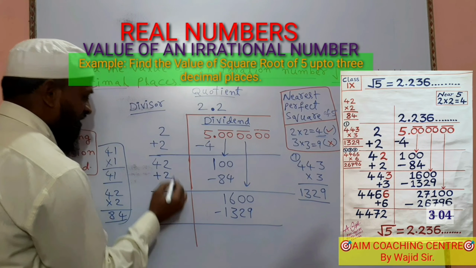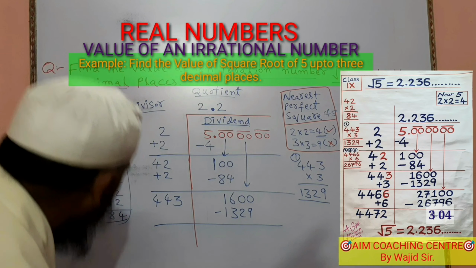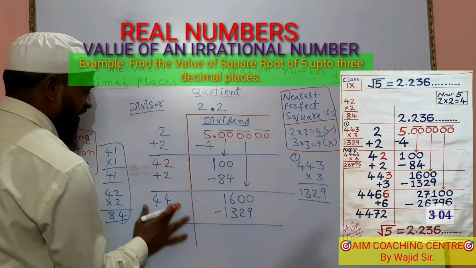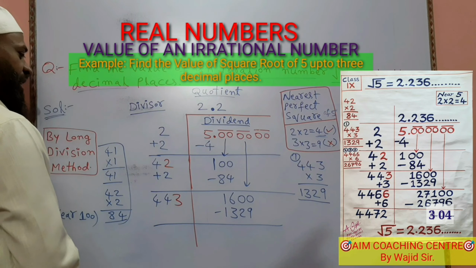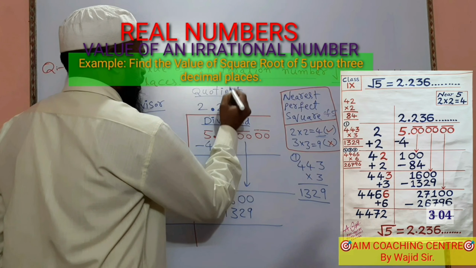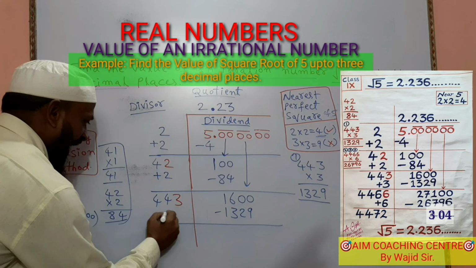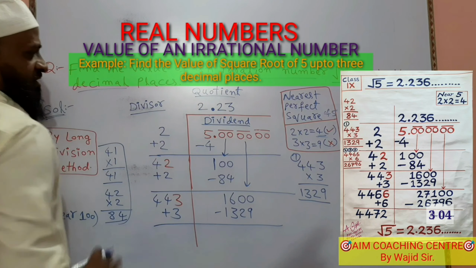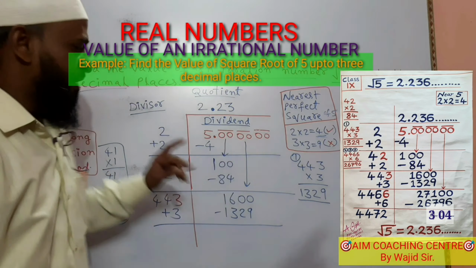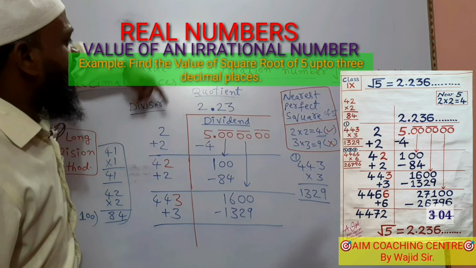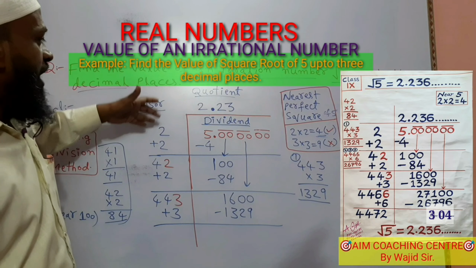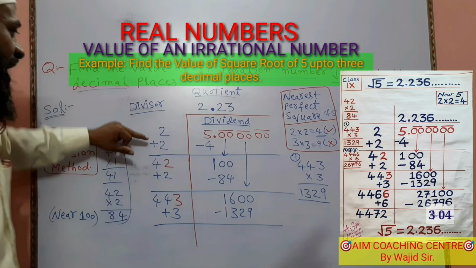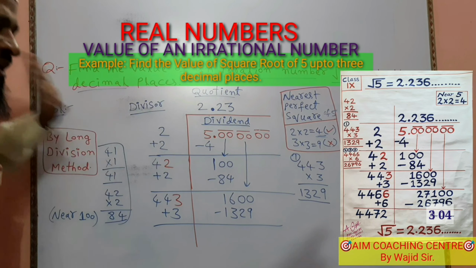What number are we taking? 3. So take 3 in the quotient also, and add 3 for the next divisor. Very simple process, students. What number are we taking in the divisor? Take the same number in the quotient and multiply. Write the product down to the dividend, and add the same number for the next divisor.